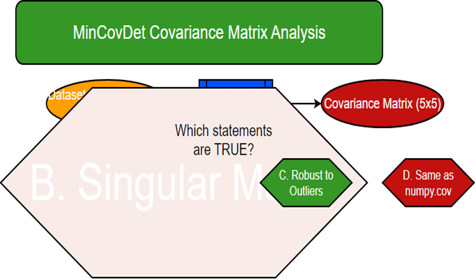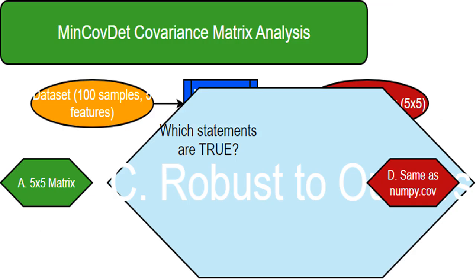A singular matrix is one that's not invertible. You can't get back your original data. This statement is true. That's the whole point of using MinCovDet. It's designed to be robust, which means that it gives a good estimate of the covariance even when there are some unusual data points that could skew the results. I want to use MinCovDet to protect me from those outliers.